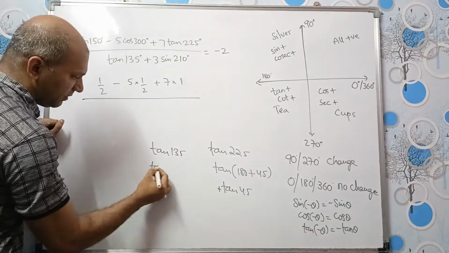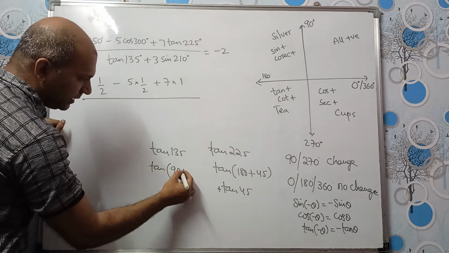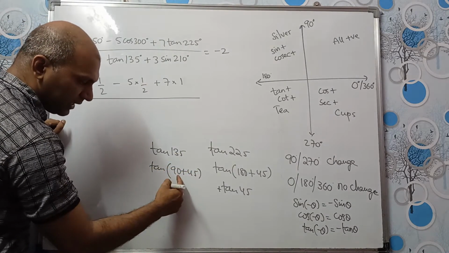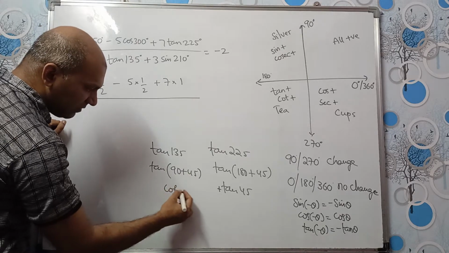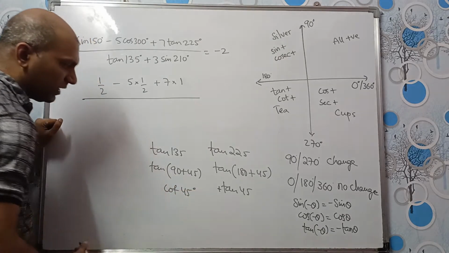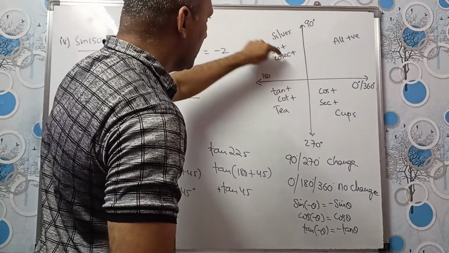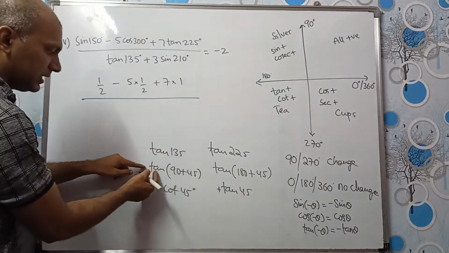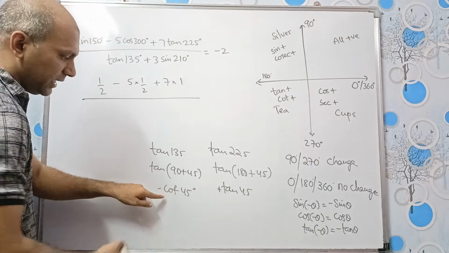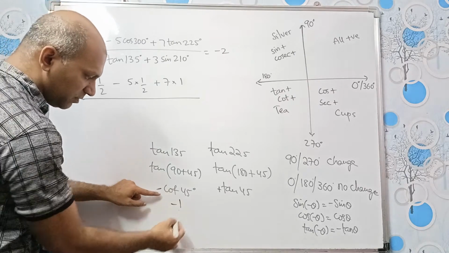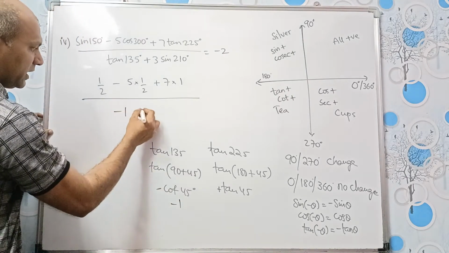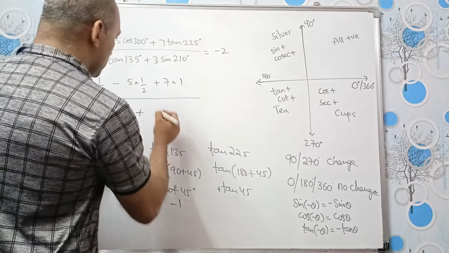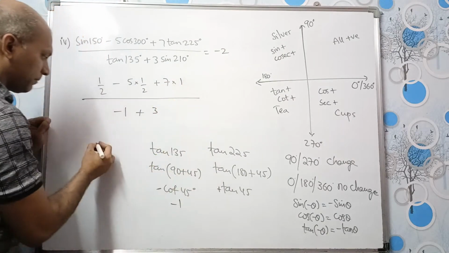Tan 135 is tan 90 plus 45. At 90 the ratios will change, tan will become cot, so this will be cot 45. 90 plus 45 will lie in the second quadrant, and in the second quadrant tan is negative, so this will be negative, minus cot 45, so this will be minus 1. So this is minus 1 plus 3 sine 210.